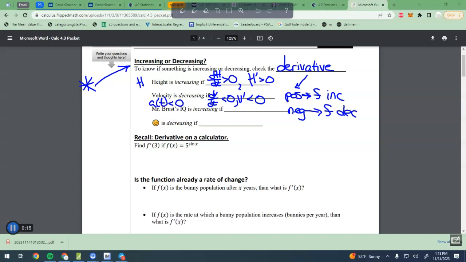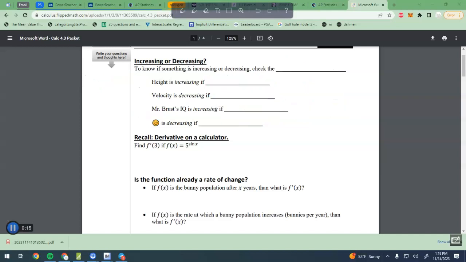Mr. Brust's IQ, I don't know, let's call it Q, would be increasing if dq/dt was greater than 0, or q prime was greater than 0. And then the smiley face, this would be just like d smiley face/dt is greater than 0. So this is the main, this is a huge thing. We'll use it a lot. Get used to it.